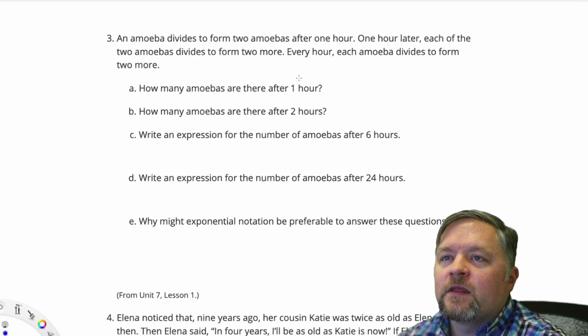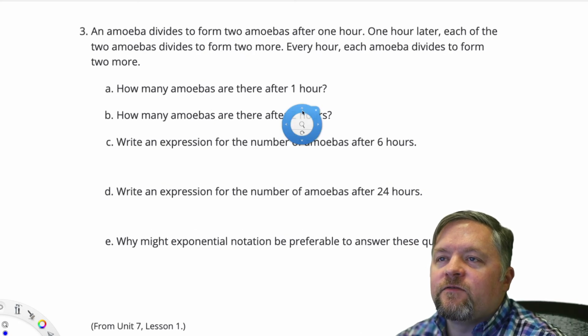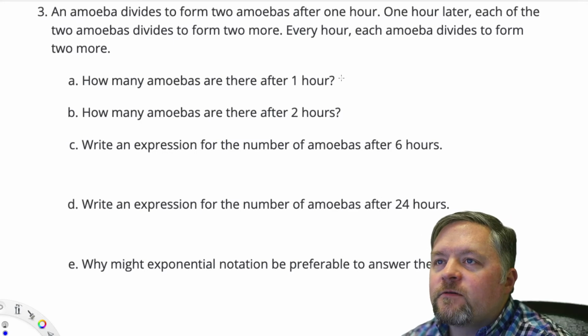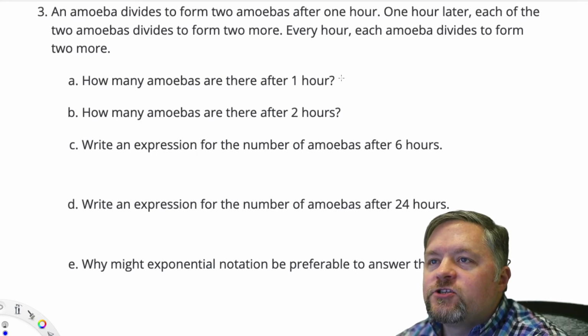Okay. An amoeba divides to form 2 amoebas after 1 hour. 1 hour later, each of the 2 amoebas divides to form 2 more.